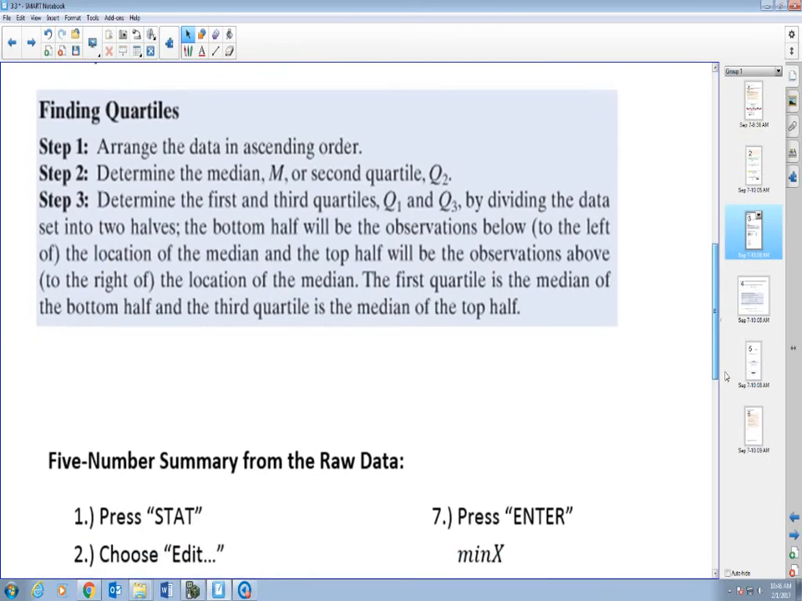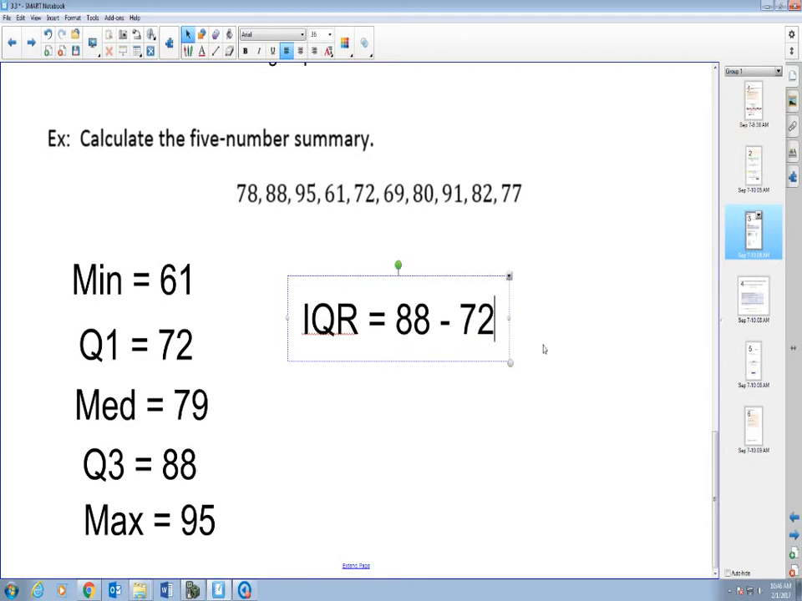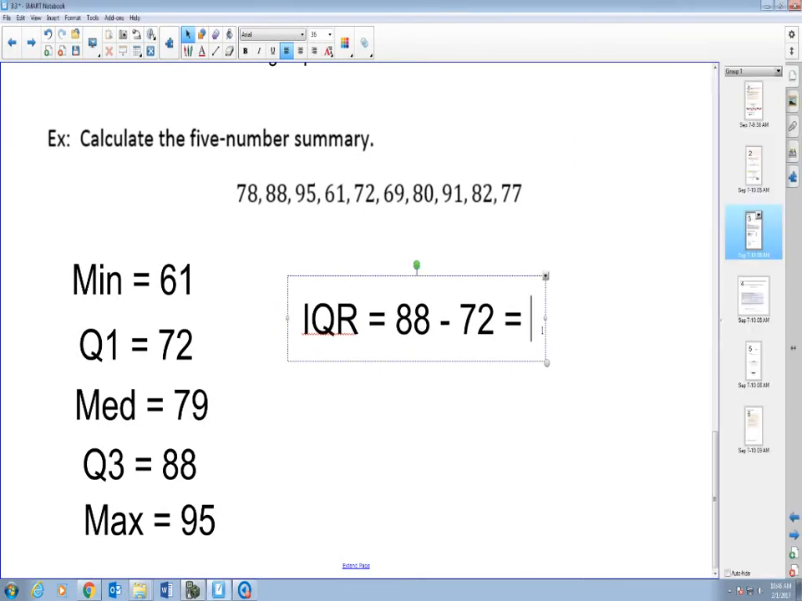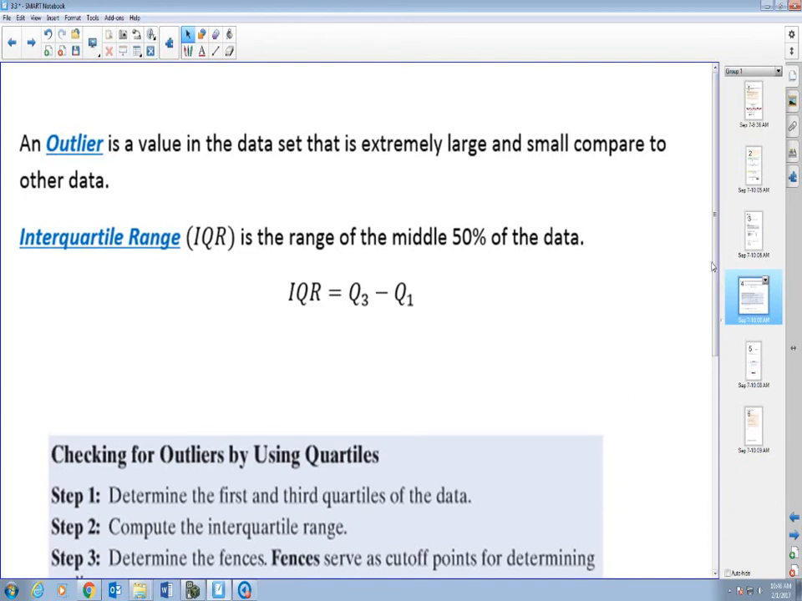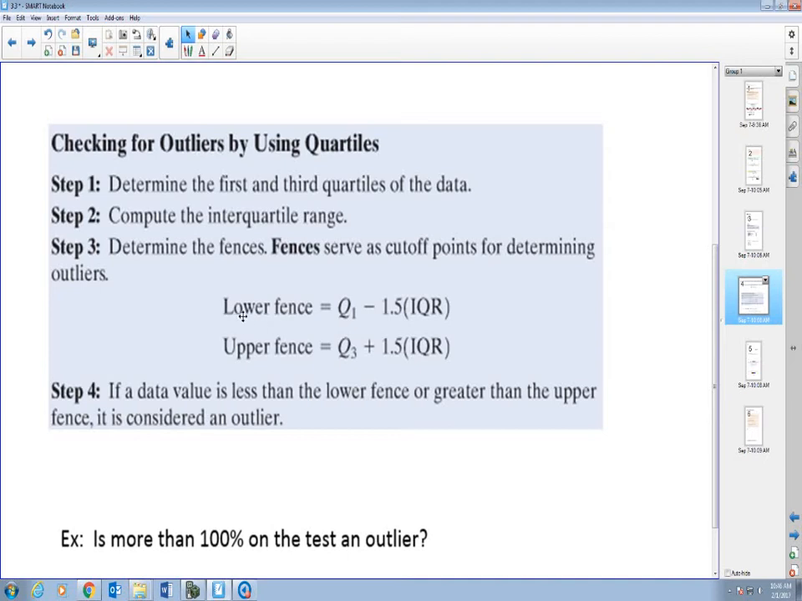So back to this example. The interquartile range, IQR, is my Q3 of 88 minus my Q1 of 72, which tells me my interquartile range is 16. To check for an outlier, we use something called the lower fence and upper fence. You take Q1 minus 1.5 times the interquartile range, where 1.5 means 150% outside of your interquartile range. That would be the lower fence. The upper fence is Q3 plus 150% times your interquartile range.